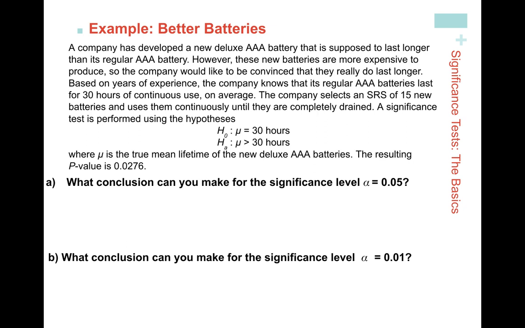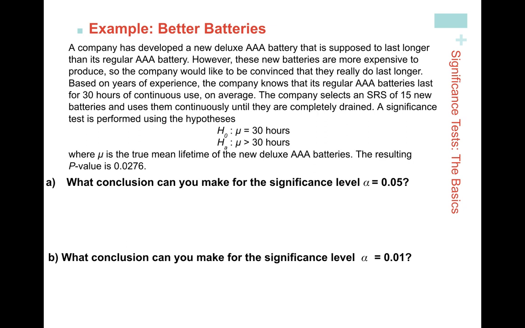So H null is no better, no different, status quo. Mu is equal to 30. Our sneaking suspicion, our hunch, what we're really hoping to find evidence for, our alternative hypothesis, would be a greater than. It's not a less than, it's not a not equal to. We want to know, is mu greater than 30 hours, where mu is the true mean lifetime of the new batteries.